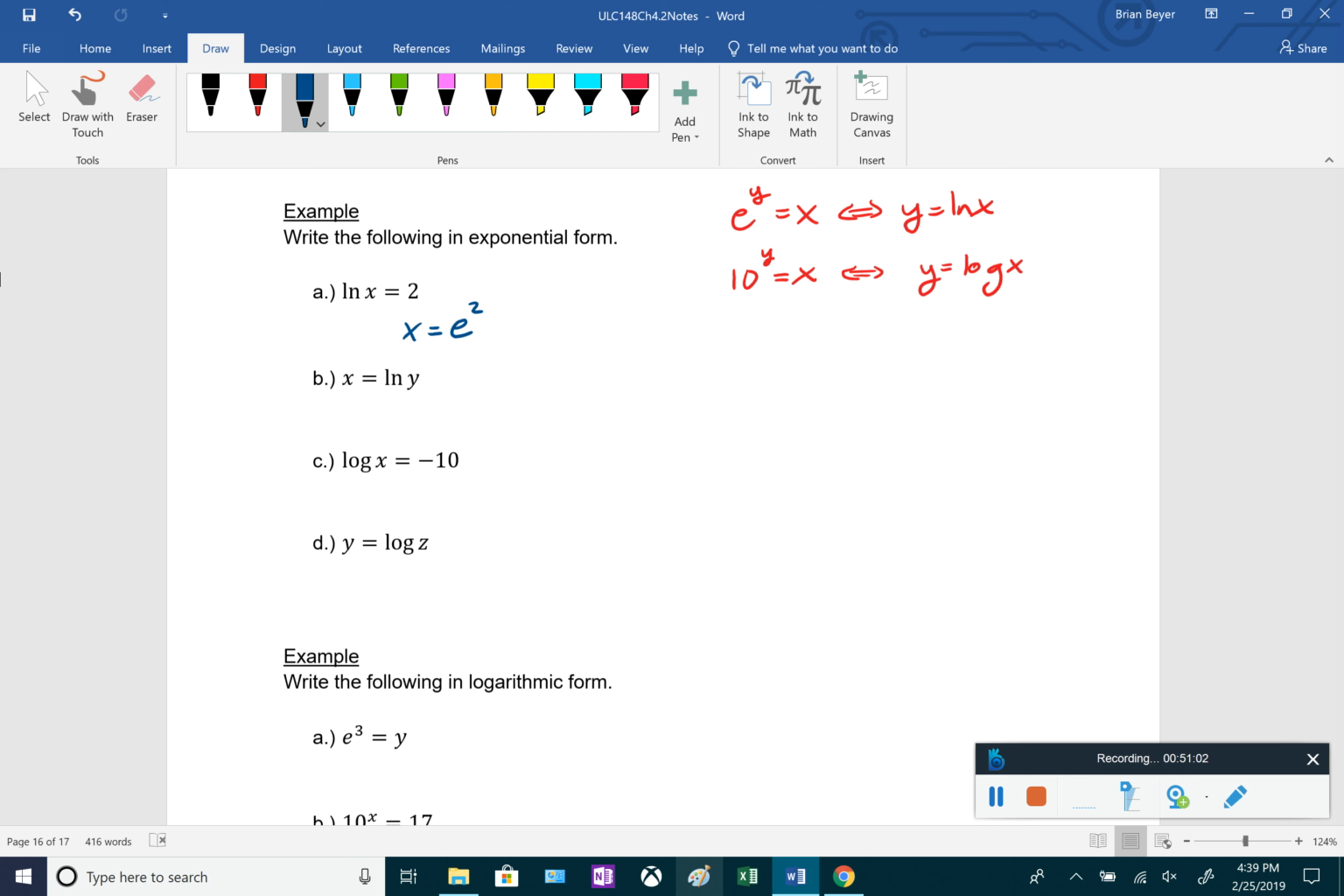Next one, we have x equals ln of y. So that's going to be e to the x equals y. Now we have base 10. Log of x equals negative 10. So no base is written, so it's base 10. So it's going to be x equals 10 to the negative 10. So base 10. Next one is also base 10. Y equals log of z. So it's base 10, so it's going to be 10 to the y equals z.